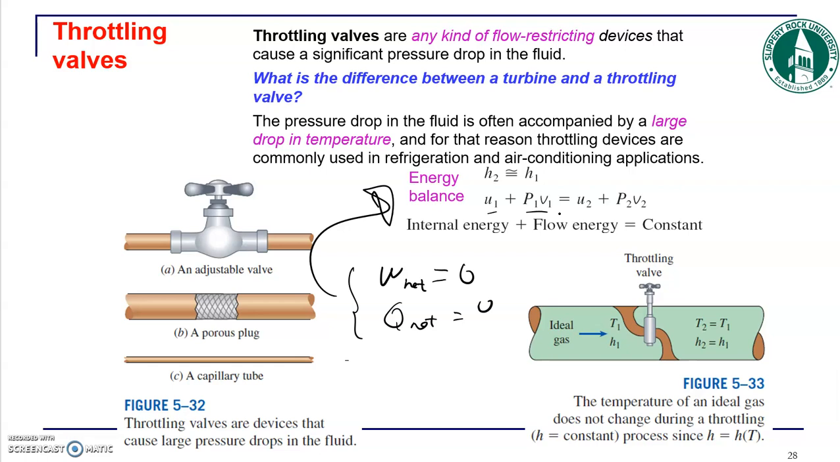Now, if you have an ideal gas, the temperature stays constant during the process because enthalpy is only a function of the temperature for ideal gases. However, if you don't have an ideal gas, you will have a large drop in your temperature. Therefore, these devices are being used in refrigeration and air conditioning operations.